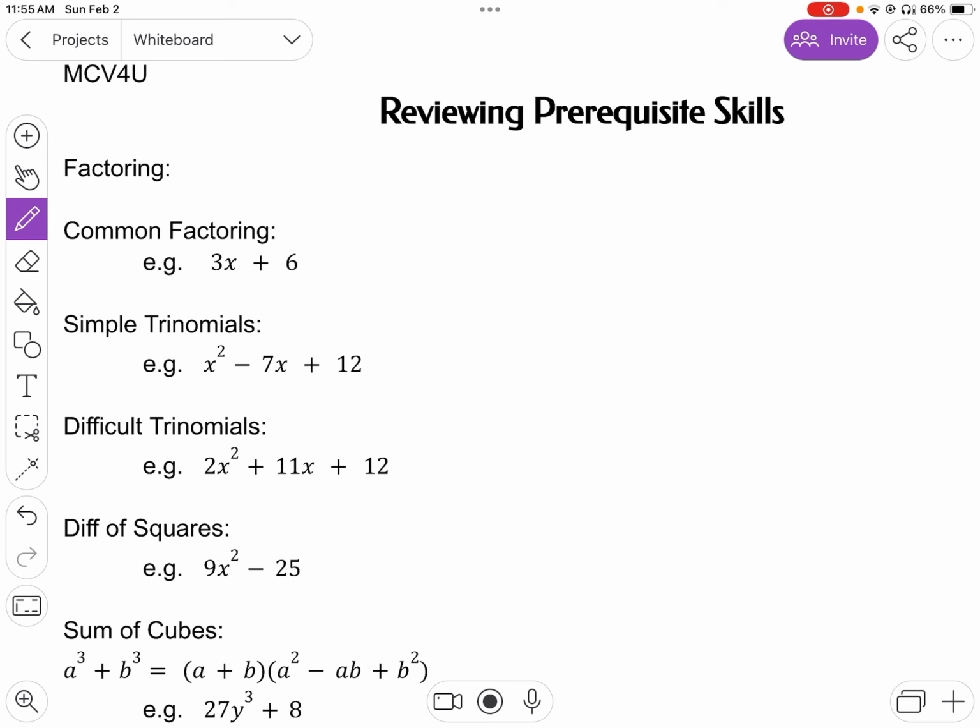So what is factoring? So that is breaking a polynomial into pieces. So here are lots of different types of factoring. So the first and probably the easiest is common factoring.